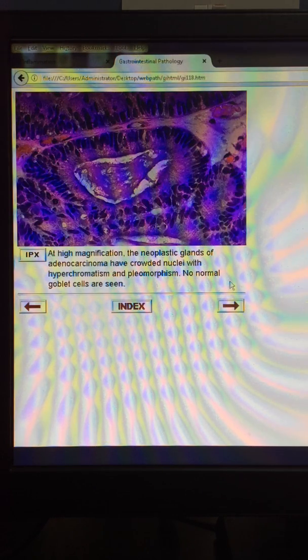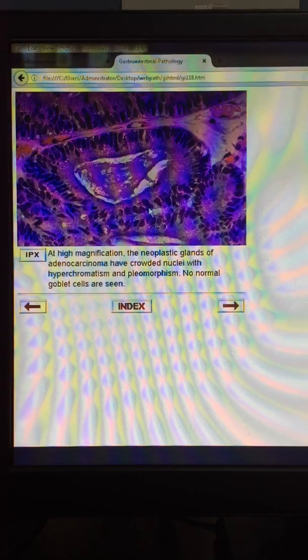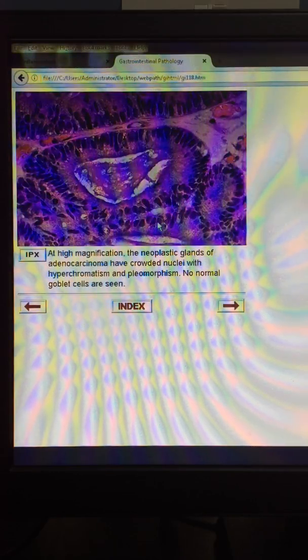High power examination of the malignant tumor of the colon will reveal high N/C ratio of the cells, large hyperchromatic nuclei, loss of goblet cells, and frequent mitotic figures. This is a mitotic figure, another example of a mitosis, and this is also an example of mitosis. The lumen contains mucin, as we mentioned earlier.